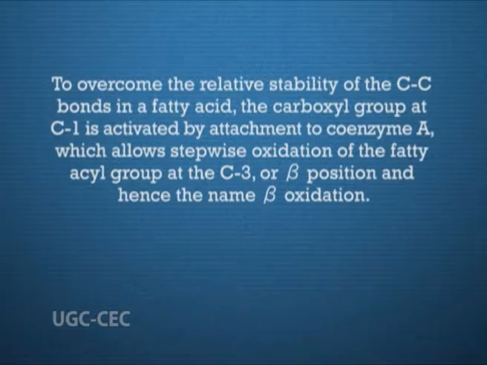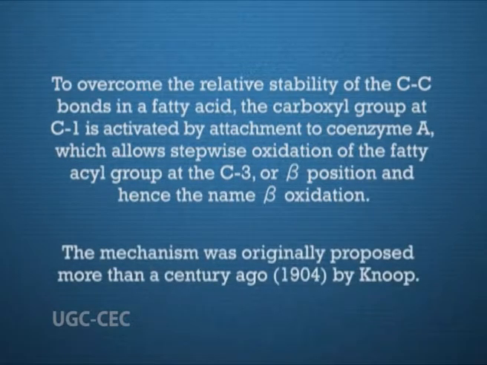To overcome the relative stability of the carbon-carbon bonds in a fatty acid, the carboxyl group at C1 is activated by attachment to coenzyme A, which allows the stepwise oxidation of the fatty acyl group at the C3 or beta position, and hence the name beta oxidation. The mechanism was originally proposed more than a century ago, in 1904, by Knoop.